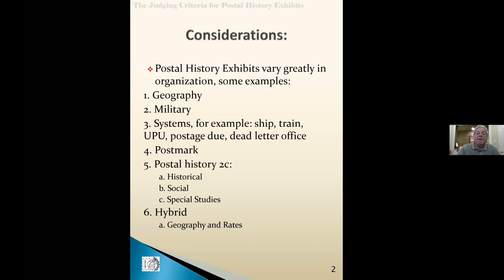end of the exhibit. Postal history exhibits vary greatly in organization. Some examples: geography, military, systems. For example, ship, train, UPU, postage due, dead letter office. Postmarks, postal history class 2C. Postal history class 2C is historical, social, and special studies, and we have 1 example of that. And then we also have an example of a hybrid exhibit where the main focus is on rates. You always pick a main focus, but the organization is geography. That's going to be the India exhibit.